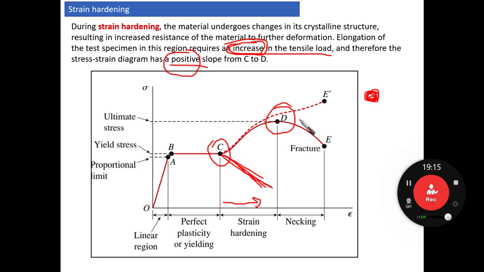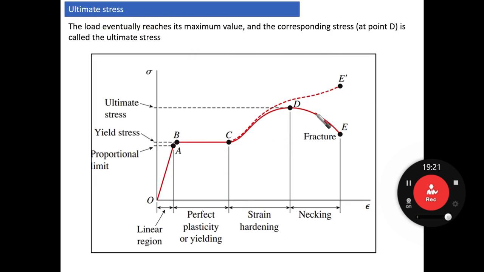Let's go after that, to point D, and look onward. At point D, the load eventually reaches its maximum. As you can see here, we are reaching the maximum of everything for us. So this part, we call it the ultimate stress, and the corresponding stress at point D is called the ultimate stress.